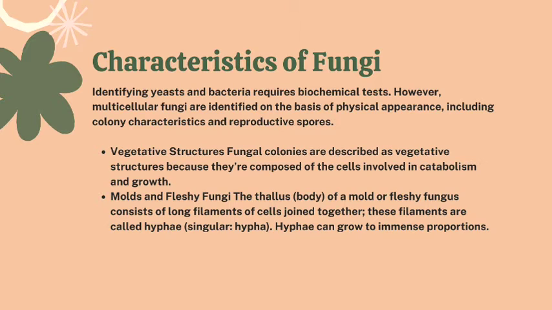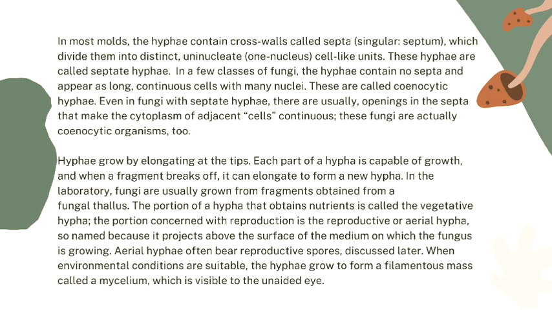Molds and fleshy fungi: the thallus, or the body of a mold or fleshy fungus, consists of long filaments of cells joined together. These filaments are called hyphae, and they can grow into immense proportions. In most molds, the hyphae contain cross-walls called septa, which divide them into distinct unicellular cell-like units. These hyphae are called septate hyphae.